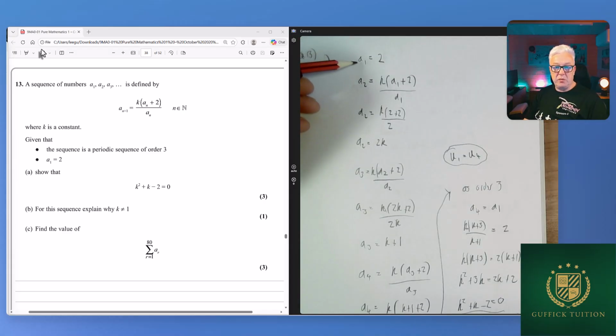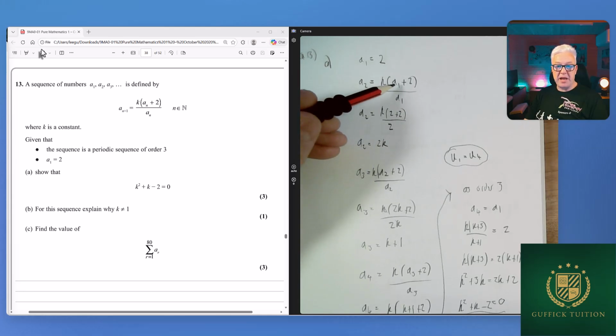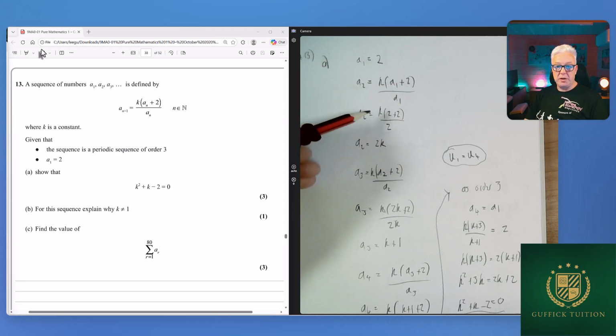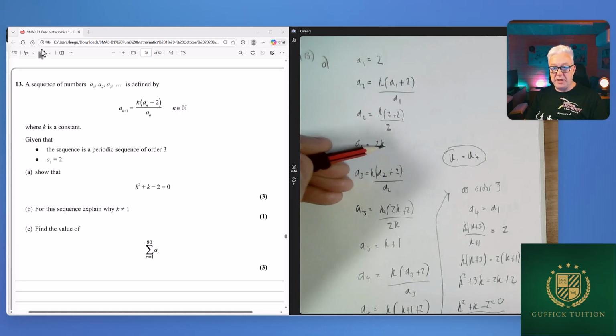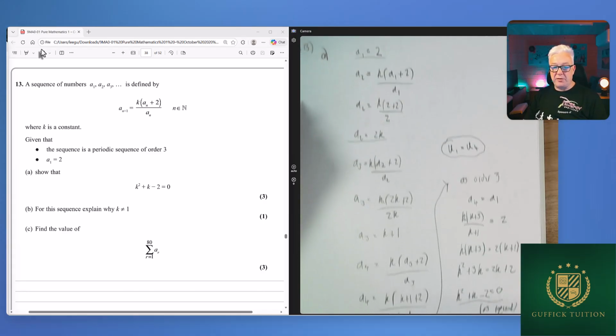a1 is given. We know that that is 2 in the question. So a2 is therefore going to be k times (a1 add 2) over a1. So it's going to be k times (2 add 2) over 2. So it's going to be 4k over 2. So a2 is 2k.